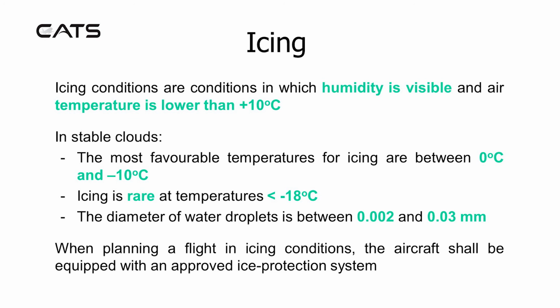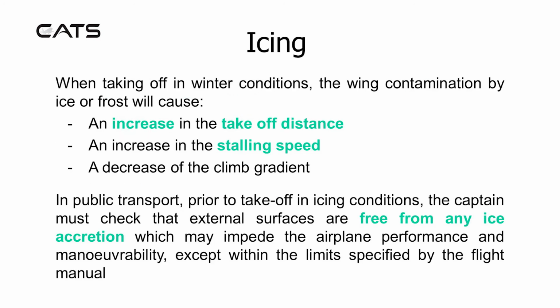When planning a flight in icing conditions, the aircraft should be equipped with an approved ice protection system. When taking off in winter conditions, the wing contamination by ice or frost will cause an increase in the takeoff distance, an increase in the stalling speed, and a decrease in the climb gradient.